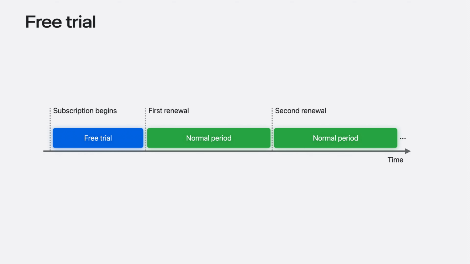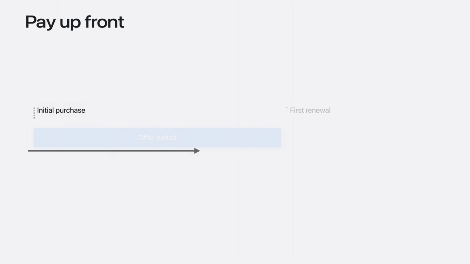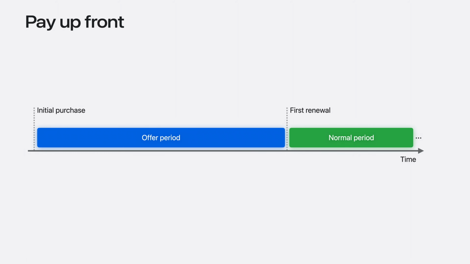There are several different payment modes that can be configured when creating offers. One option is to offer customers free trials. Free trials are a great way to encourage customers to give your services a try before having to pay. Alternatively, you can offer customers a reduced price on a pay-as-you-go model, such as 2 months half off. Finally, you can offer customers a pay-up-front offer that allows them to prepay a period at a reduced price.